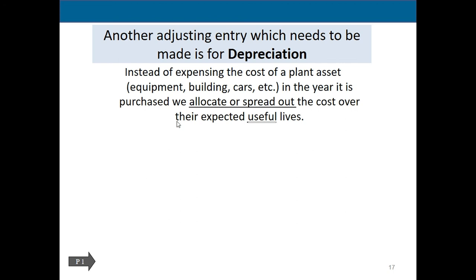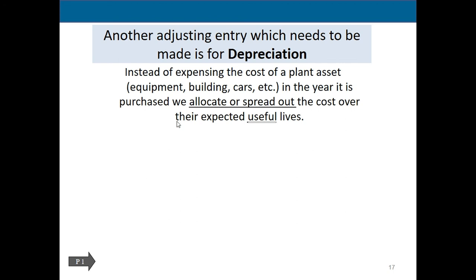Remember the matching principle? It really needs to be kind of used up over a long period of time. Well, commercial building, probably got a 20, 30, 40, 50-year life, right? So, and let's just say it had a 40-year life. So instead of expensing $600,000 immediately, we need to expense 1/40th, right? Because we have 40 years ahead of us, 1/40th of $600,000 every year.